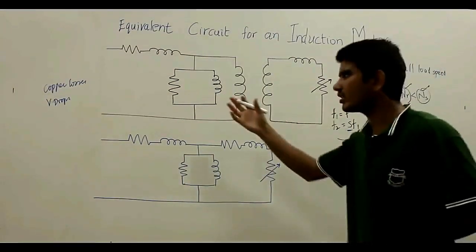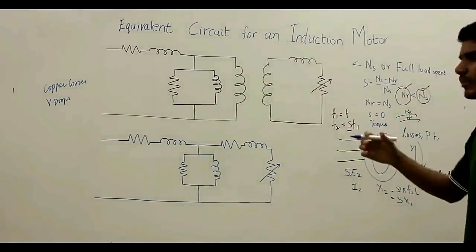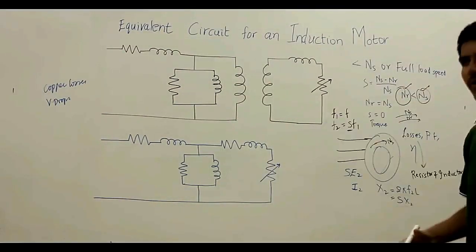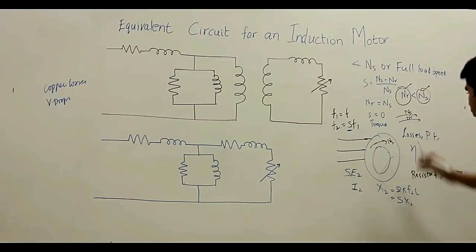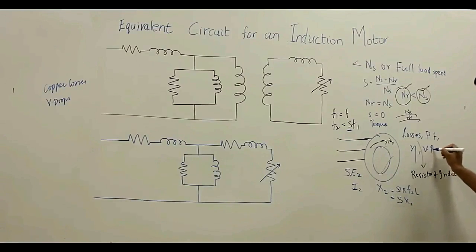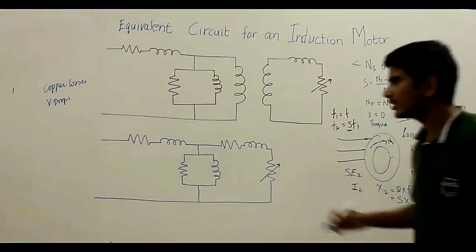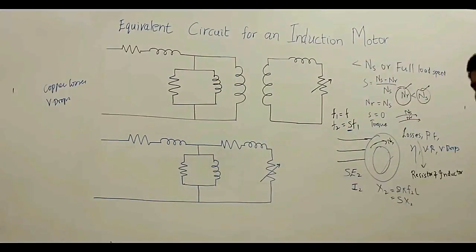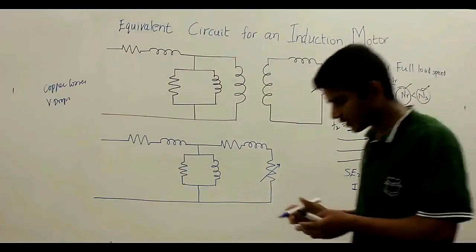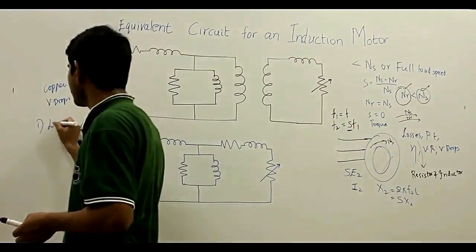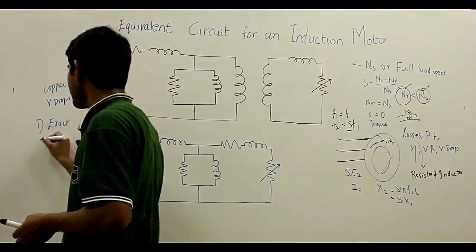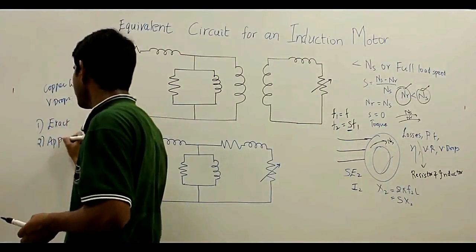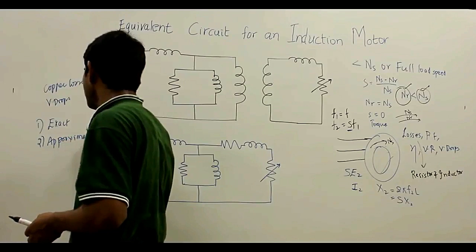For any machine, what is the purpose of the equivalent circuit? They are used to evaluate the performance characteristics like the losses, the power factor, the efficiency, the voltage regulation and the voltage drops, and many more parameters can be calculated by modeling the machine as an equivalent circuit. As we have discussed, there are two types of equivalent circuit: one is the exact equivalent circuit and the other is the approximate equivalent circuit.